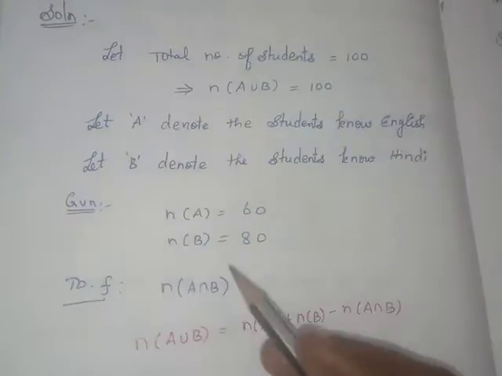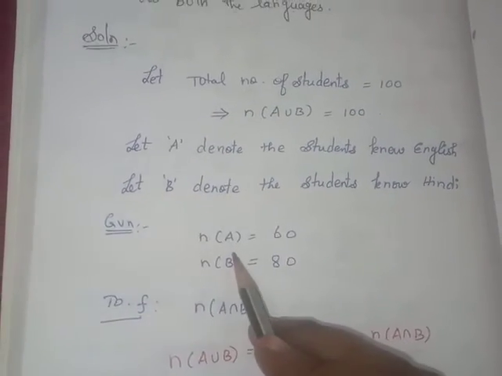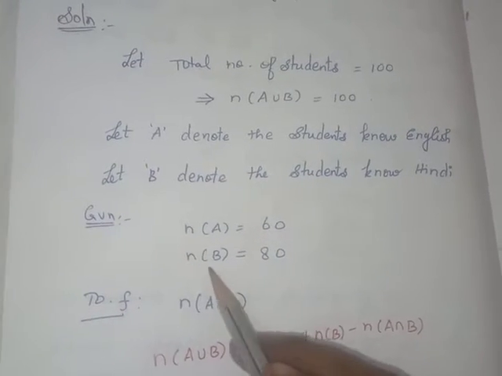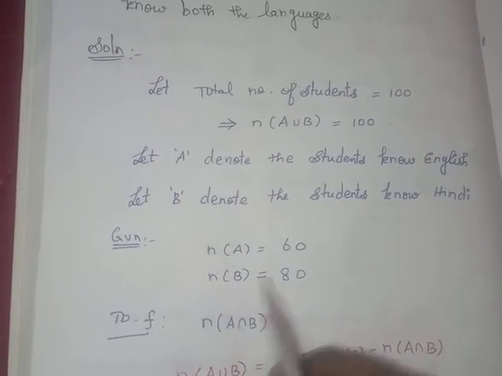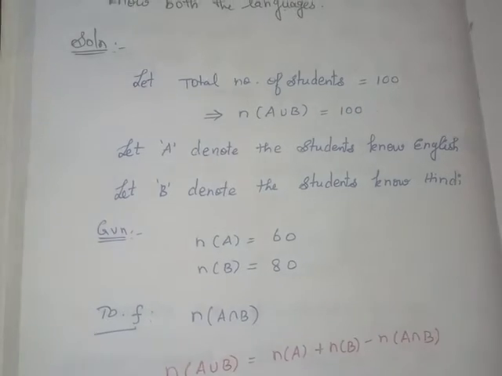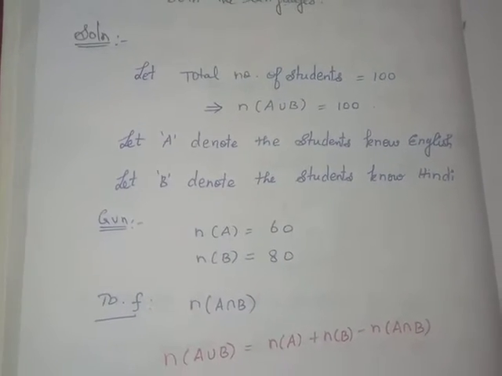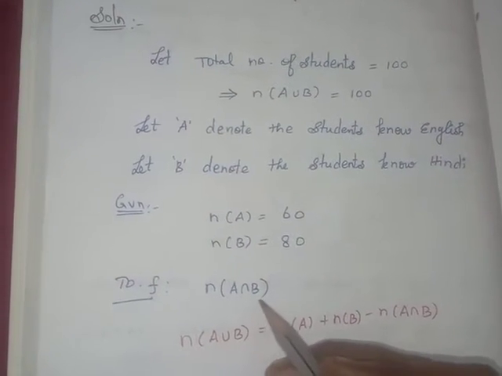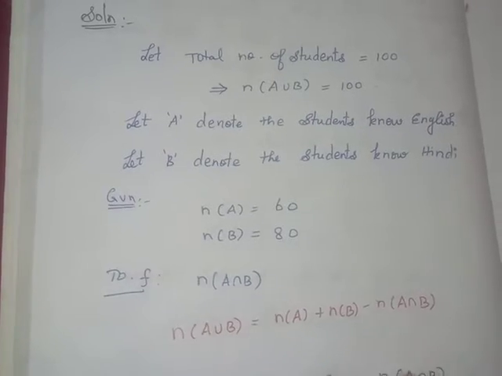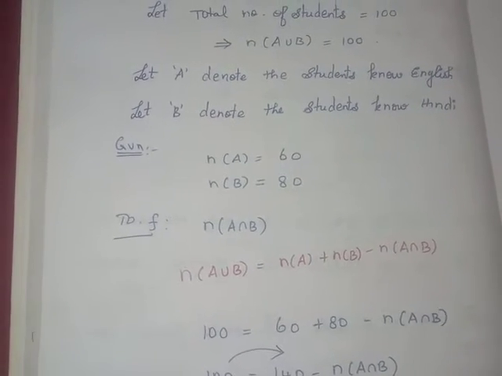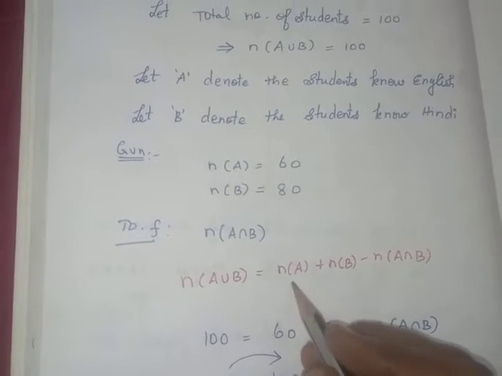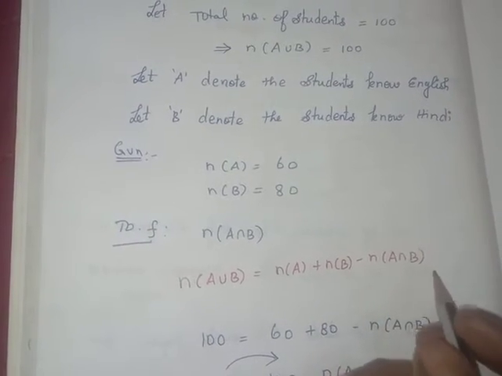So the given is the number in A, that means the people who know English, 60. And B means the students who know Hindi, 80 students. So you find the both term. Both term means n of A intersection B, you want to find. So you know the formula: n of A union B is nothing but n of A plus n of B minus n of A intersection B.